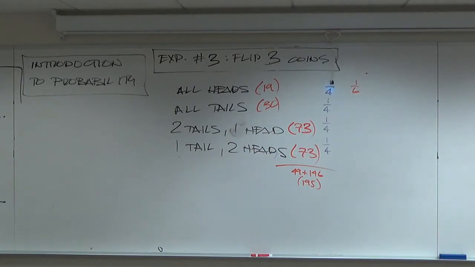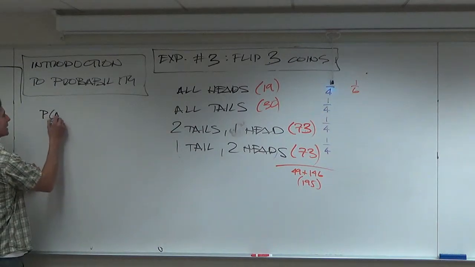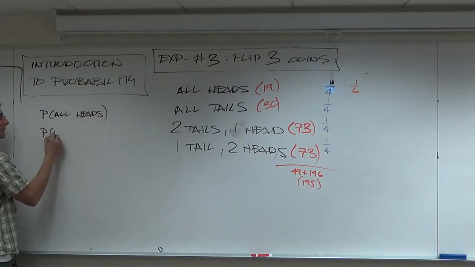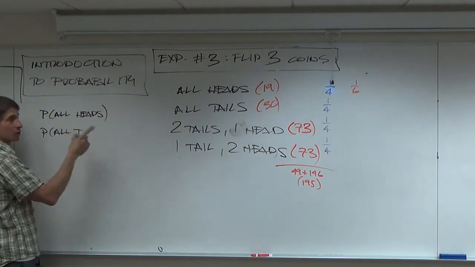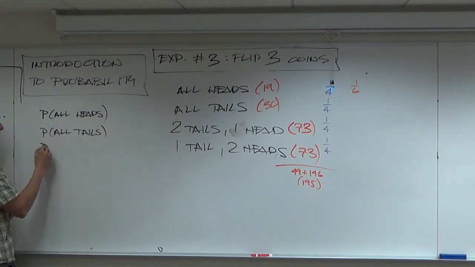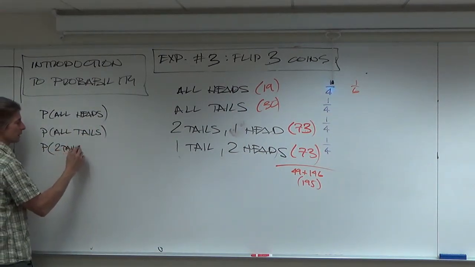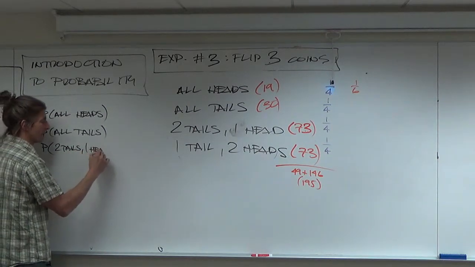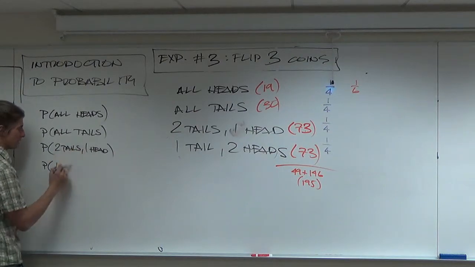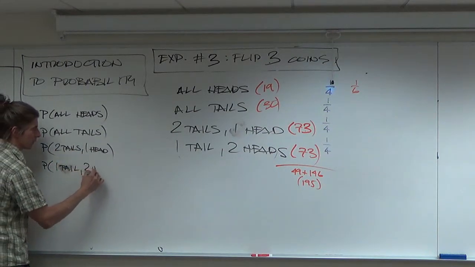Thank you, Aaron. What are my percentages? What percent of the time? What I really want to know is, what's the probability of all heads? What's the probability of all tails? What's the probability of 2 tails and 1 head? So we're going to do it 2 different ways. Probability of 2 tails and 1 head. And what's the probability of 1 head? Nope, 1 tail and 2 heads.